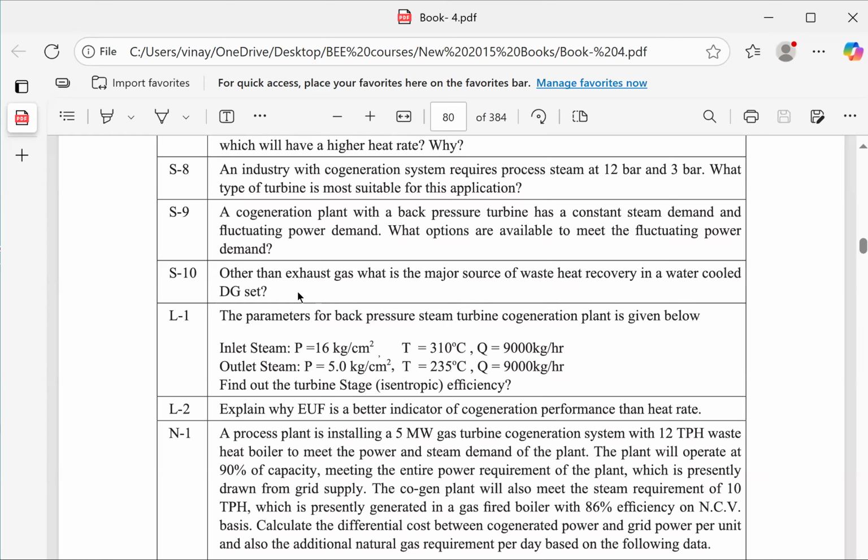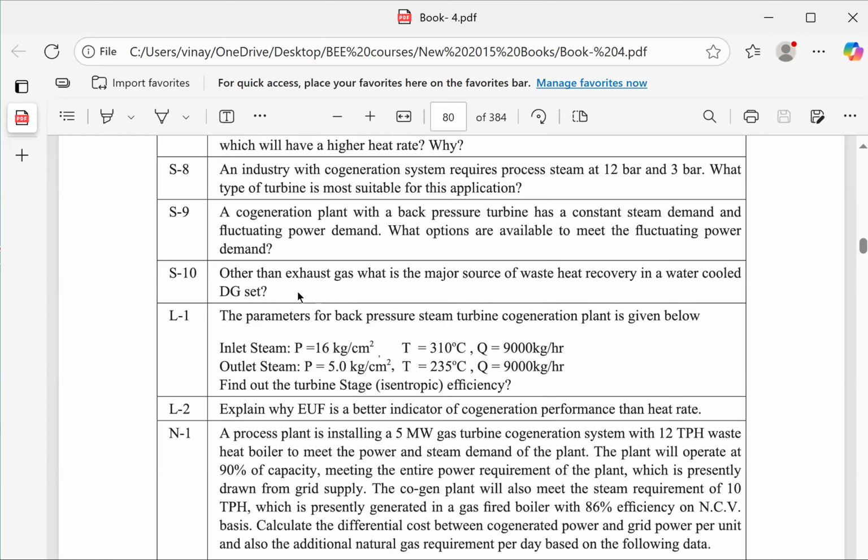So what are the major sources of waste heat in a DG set? One is jacket cooling, another is lubricating oil cooling, third is air cooling that is supplied to the DG set. Sir, what is the second one? Is it seal oil? No, lubricating oil. Okay, okay. Lubricating oil.